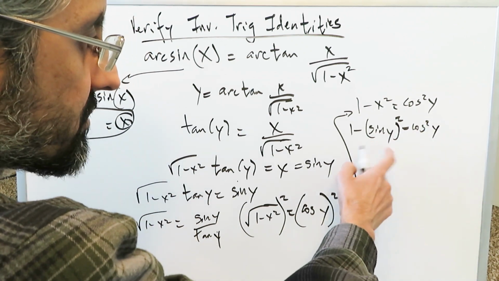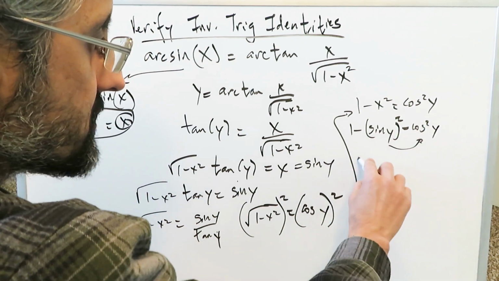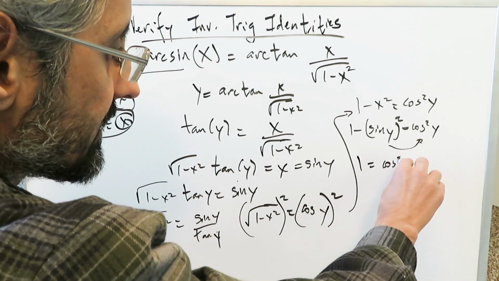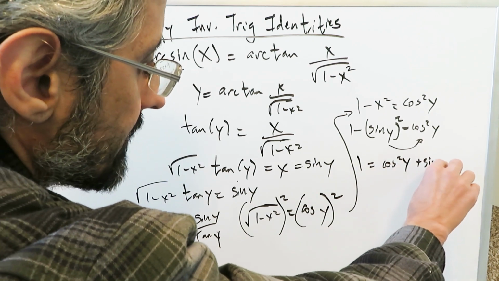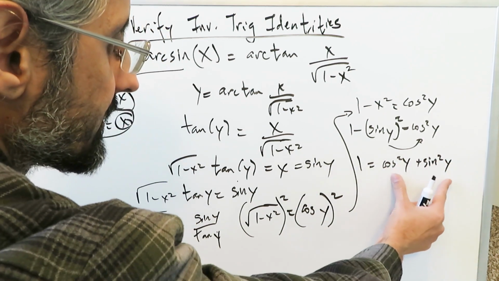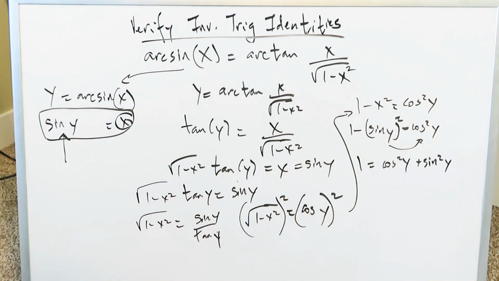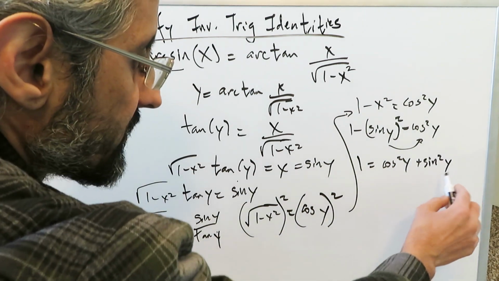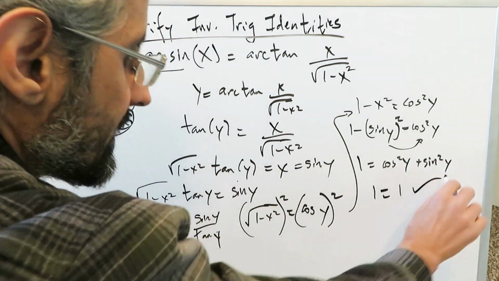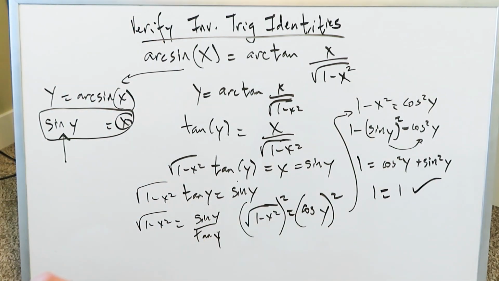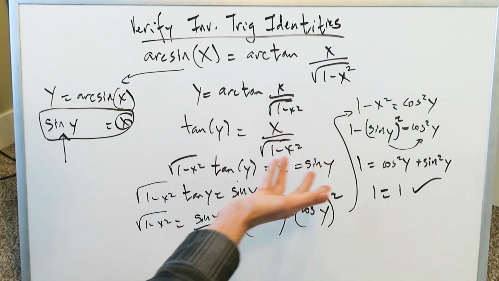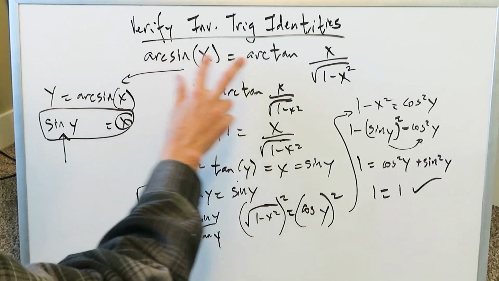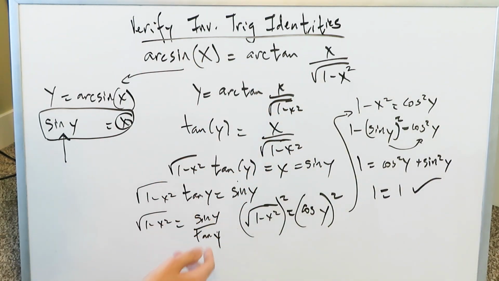When you open this up, you can take this on the other side. You have 1 is equal to cosine squared y plus sine squared y. This right here is a trigonometric identity. No matter what you use as a variable, x, theta, t, y, whatever, it's always equal to 1. 1 is equal to 1, and it's done. So this right here was a bit more of a challenging one, but you're done with this. The verification procedure is completed. This indeed is equal to that by the procedure you've seen.